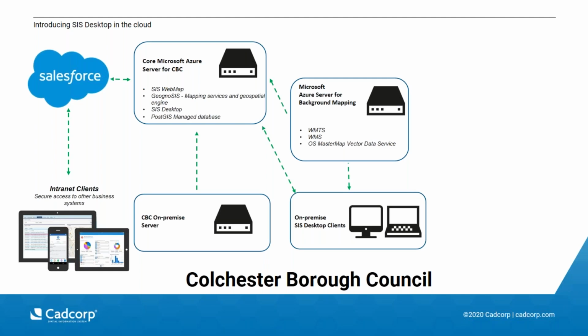Stage two, towards the end of 2018, they kicked off a project to move away from flat files to using a spatial warehouse hosted and managed by Cadcorp in the cloud. So that was when we added a PostGIS managed service to the central cloud hosted instance, and also on-premise Cadcorp SIS Desktop clients in this way. This step made sure that data updates were now live and there was less data duplication within the organization. And the main driver for them was to get away from using flat files on local servers. Colchester still literally had thousands of tab files that they wanted to manage in a better way.